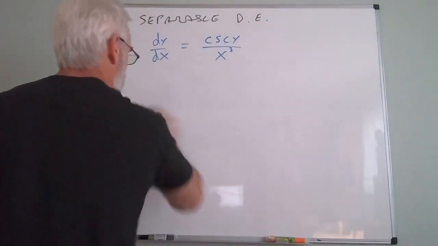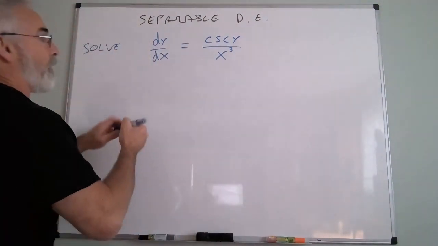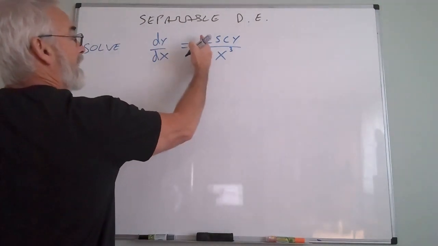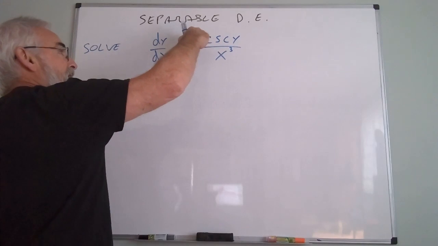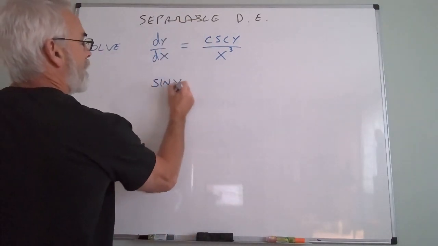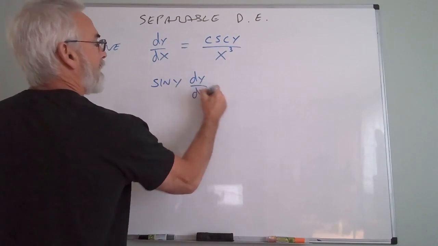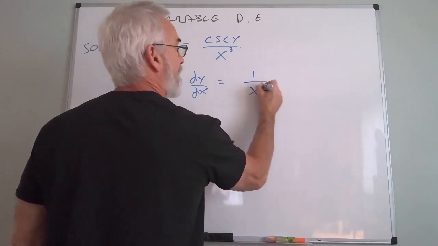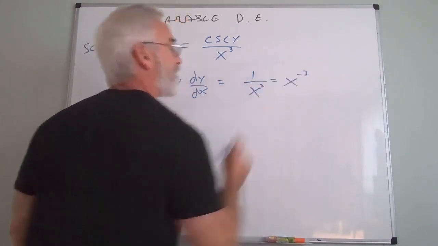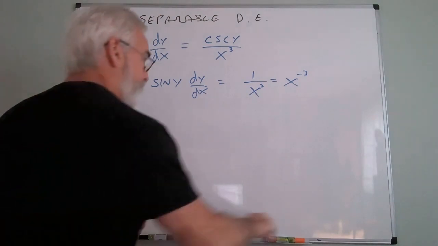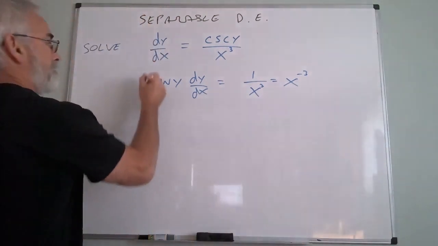And the separation, I'll do the formal and then I'll show you that you can fast forward it just a little bit. The first thing I'm going to do is multiply both sides by the reciprocal of the cosecant, which of course is the sine function. So I'd have the sine of y dy/dx equals 1 over x cubed, or if you'd like, x to the negative third for purposes of integration. Now, at this point, I can just do this.